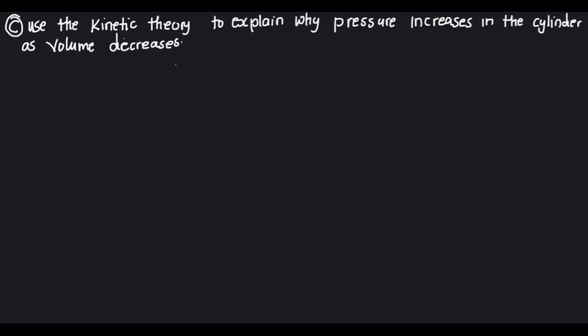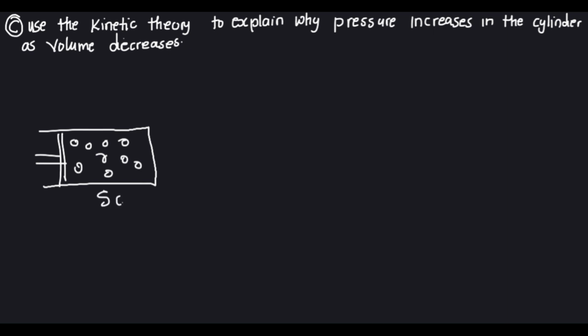Okay, so now we move on to question C. Use the kinetic theory to explain why pressure increases if the cylinder's volume decreases. Like we said earlier, from the first diagram, we saw that the amount of space was 5 cubic centimeters. Then from the second diagram, we saw that the piston was pushed to half of the original volume.